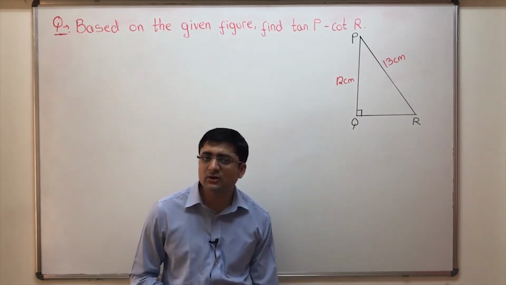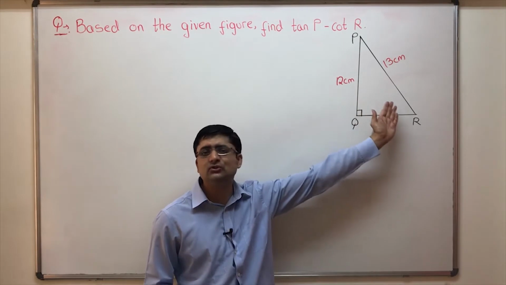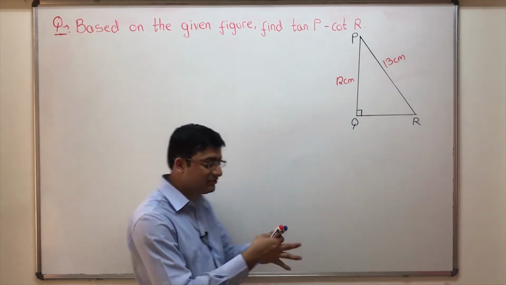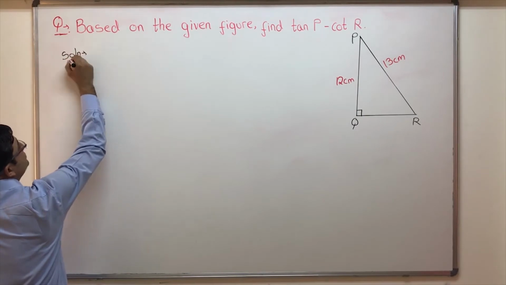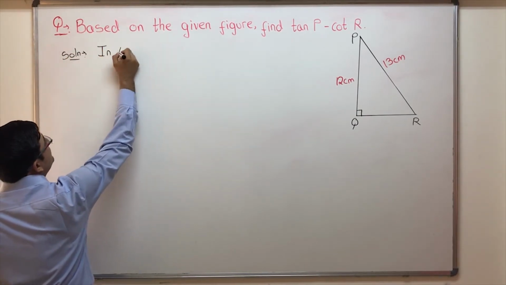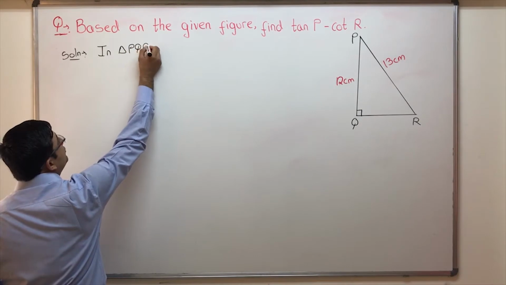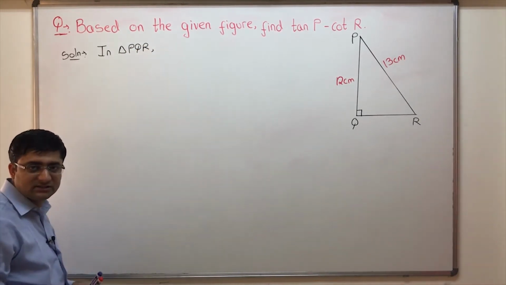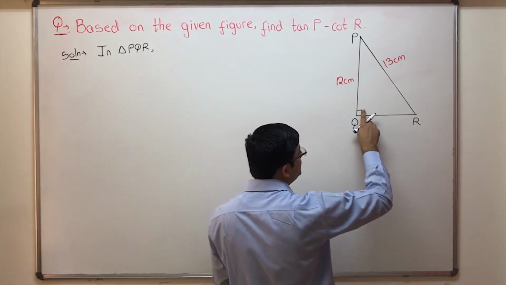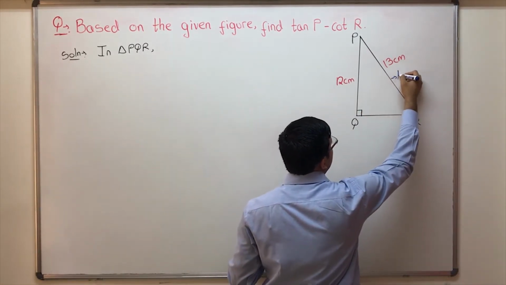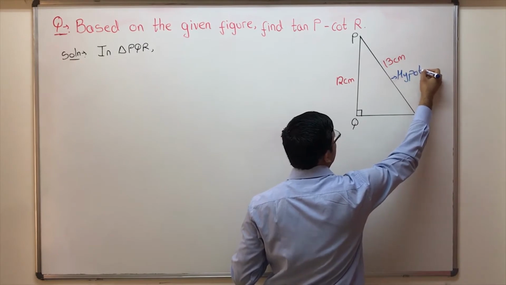Now how do I get the third unknown side? Right angle triangle, two sides are known to me. Third side, Pythagoras theorem. So first of all, we'll apply Pythagoras and get the third side. So in triangle PQR, Pythagoras: square of the hypotenuse is sum of the squares of the two sides. The hypotenuse, I'll label it, is the side opposite to the 90-degree angle. So PR over here is the hypotenuse.